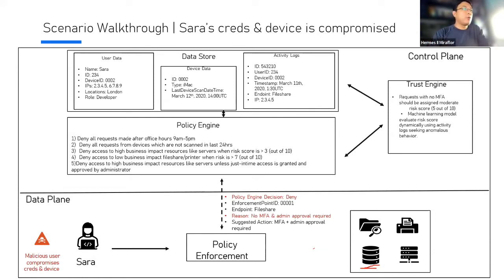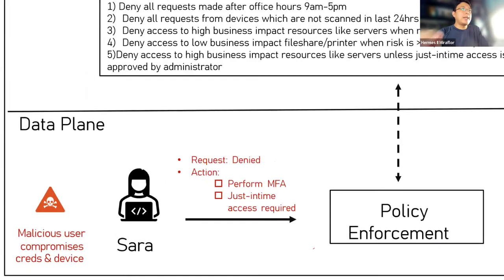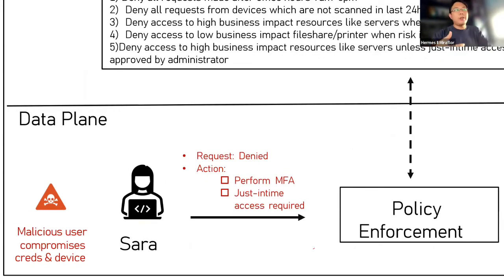Because there's no approval by an admin and the MFA has not been granted, thereby the decision again will be denied, right? So Sarah will be denied, and of course the software or the application that you use for Zero Trust should have the capability to provide justification.